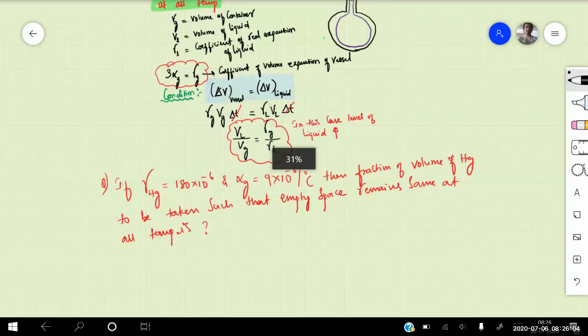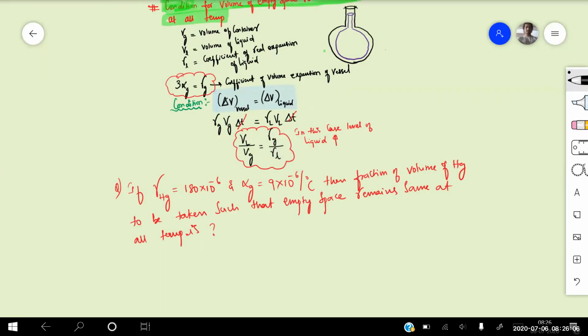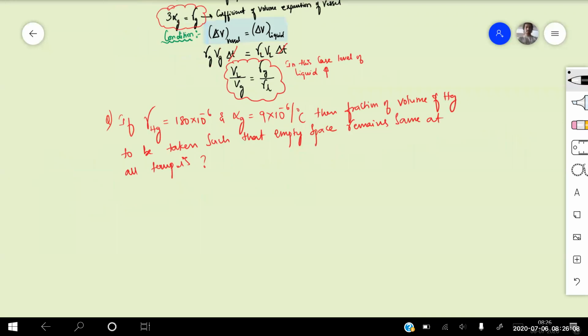See the question right now, beta. If gamma of mercury is equal to 180 into 10 to the power of minus 6 and alpha of glass is 9 into 10 to the power of minus 6 per degree centigrade, then the fraction of the volume of mercury to be taken such that the empty space remains the same at all temperatures will be equal to how much? What is the condition I just told you, beta? Volume of mercury divided by volume of glass must be equal to gamma of glass divided by gamma of mercury.